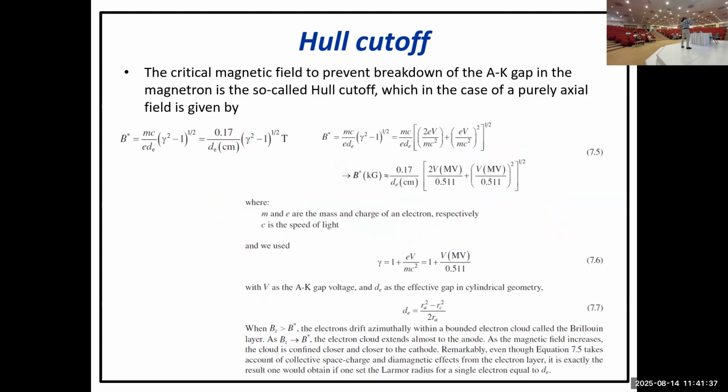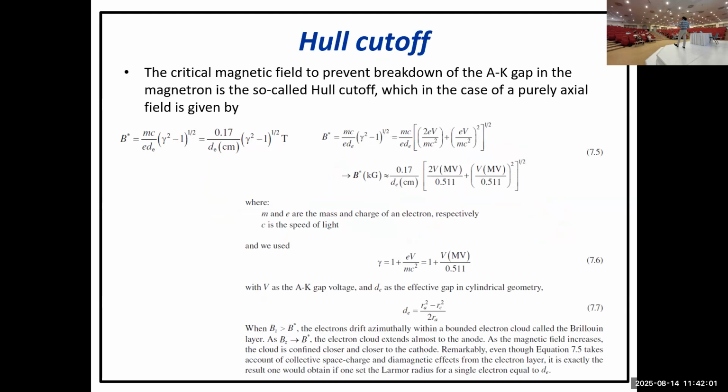I'm not going to talk about this in more detail, but this equation is the Hull cutoff. What I wanted you to know is this approximation, that the two knobs you have when you design your magnetron to play with are, first, the magnetic field, which is either a permanent magnet. If you have a permanent magnet, you don't have a knob actually, but maybe you can add some coils to your machine.